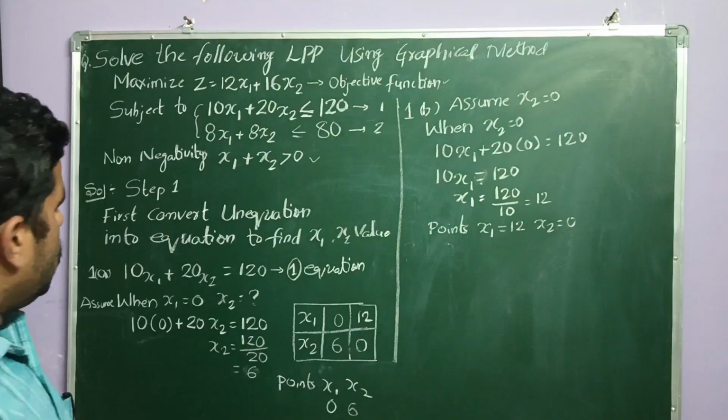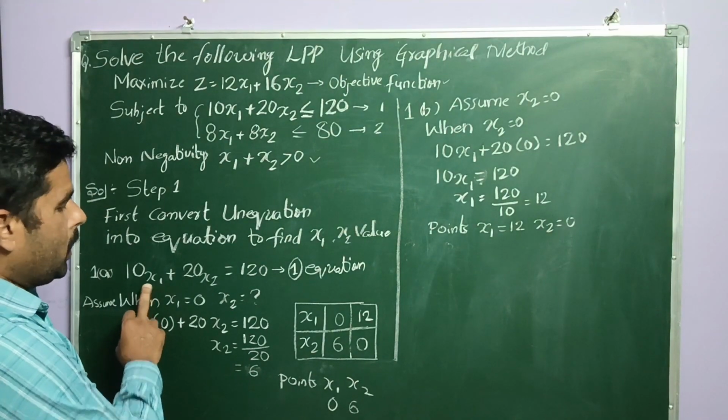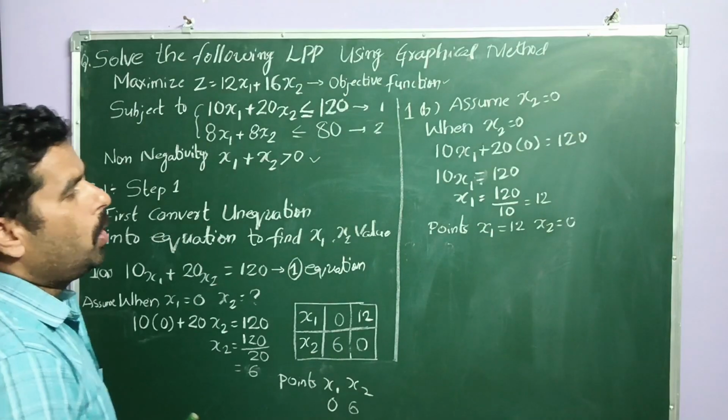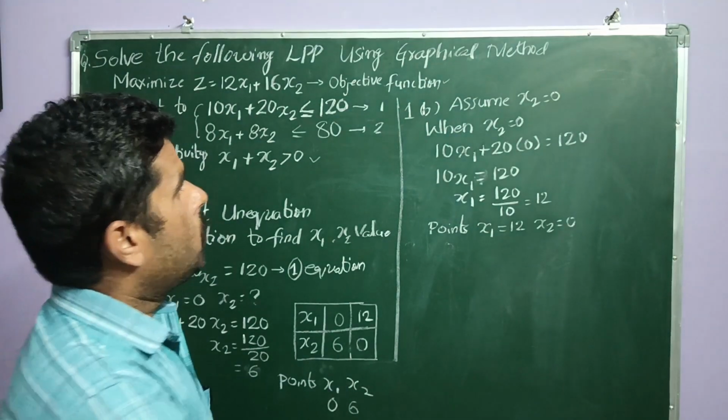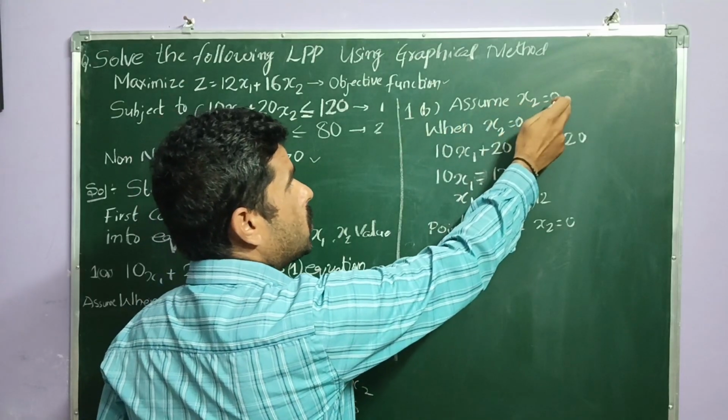Listen here. We did not complete equation 1. So listen carefully. We completed the x1 value, but we need to find the x2 value also. So here is equation number 1, that is 1b. Assume x2 is equal to 0.